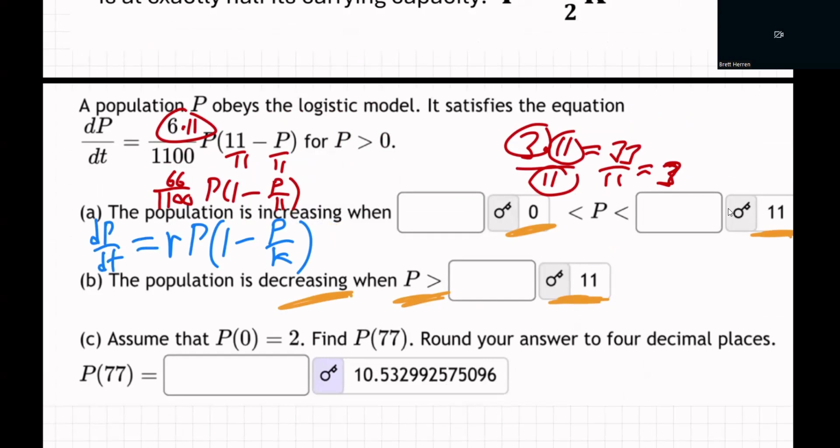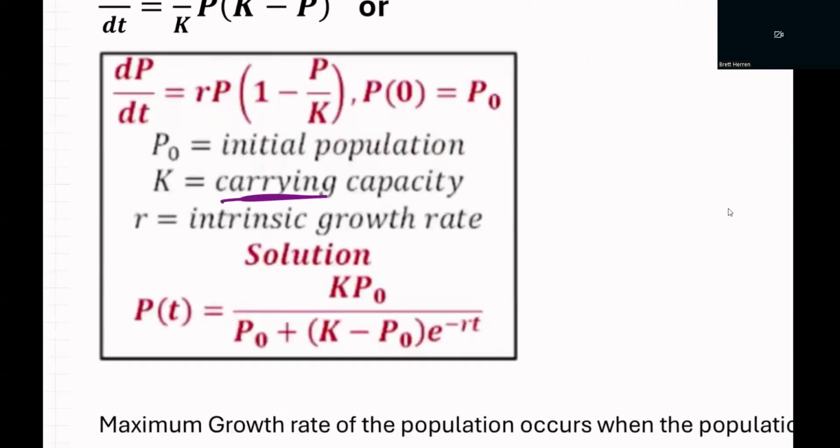That's what the formula says. So now we go, oh, okay, now we got it. So we can say the 66 over 1100, that's R. The K, that's 11. Right. And what is the K? It's the carrying capacity. It's how much that environment can handle as far as limited resources, right?